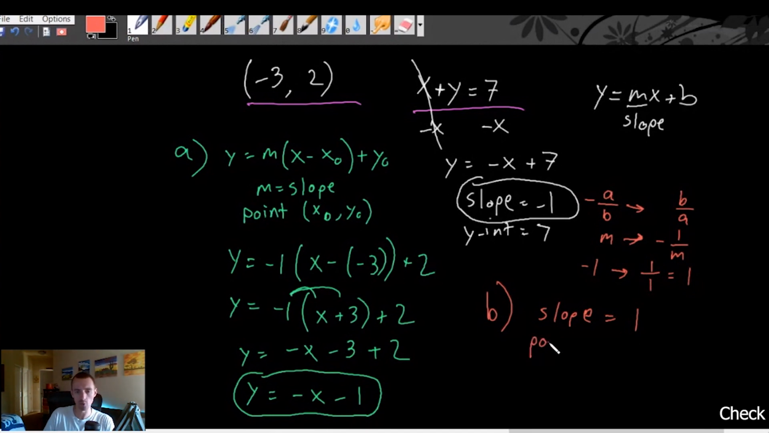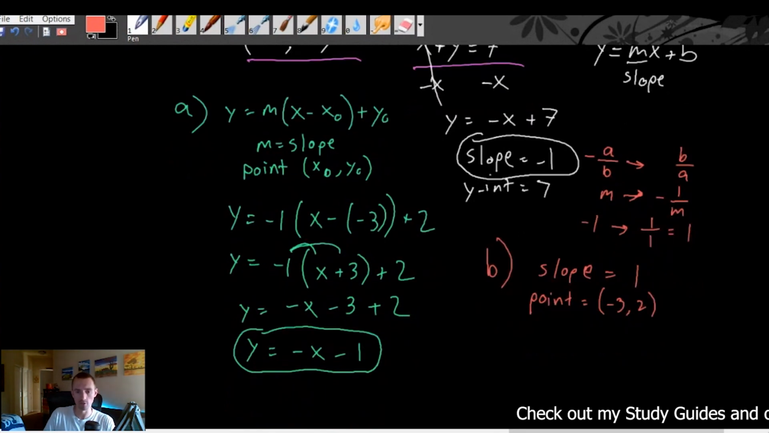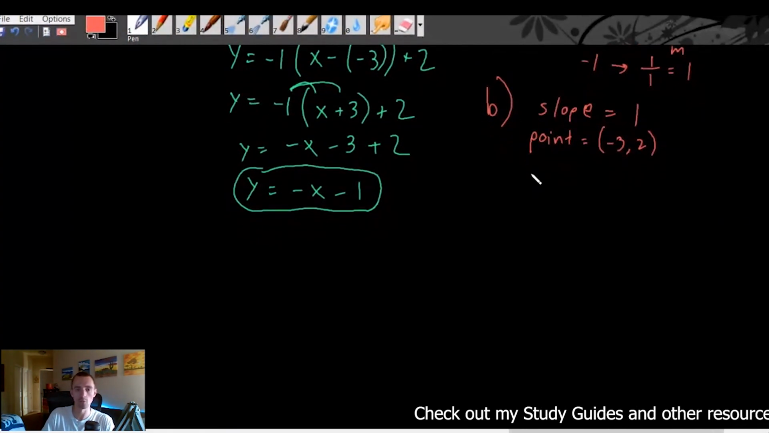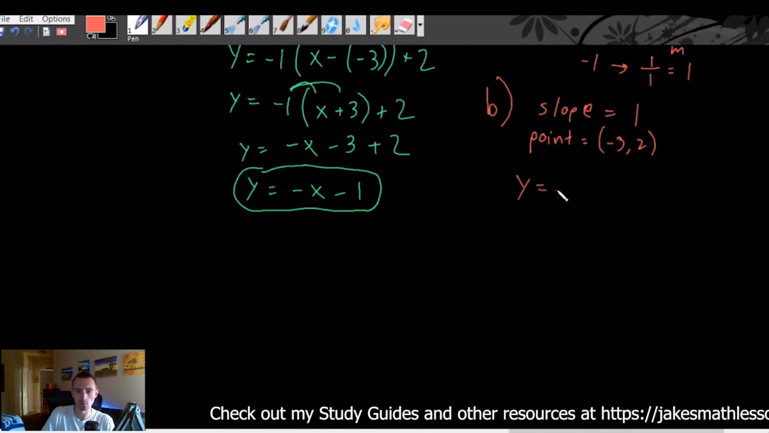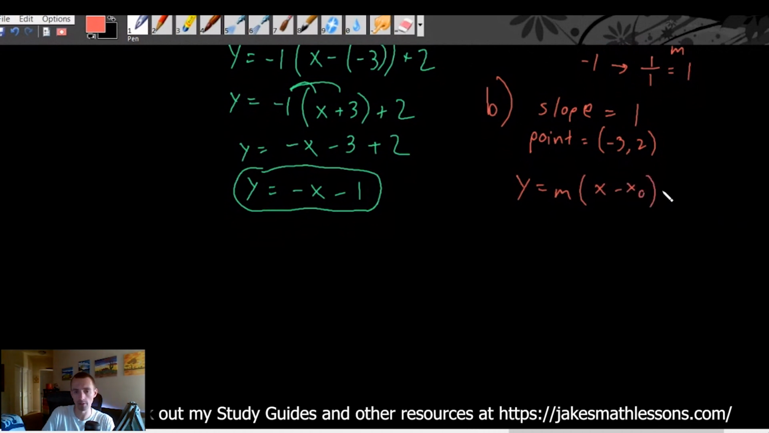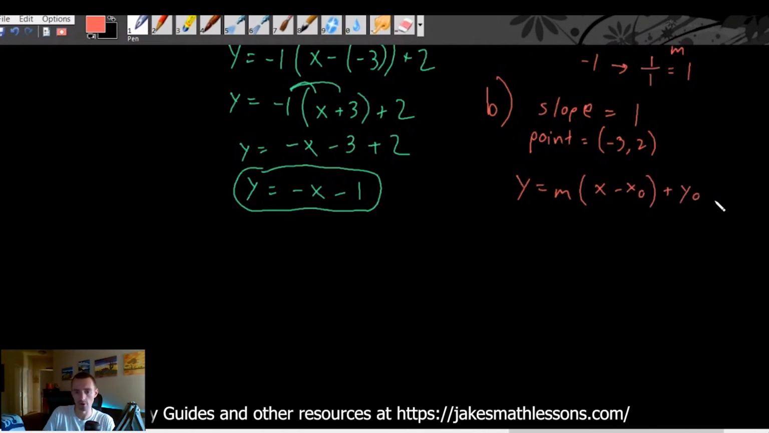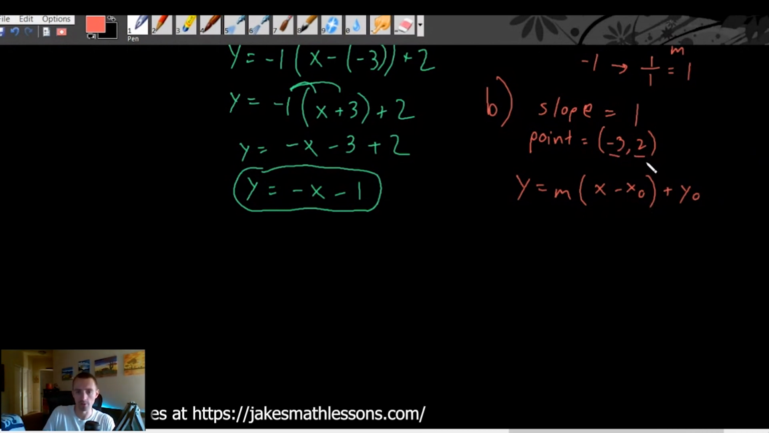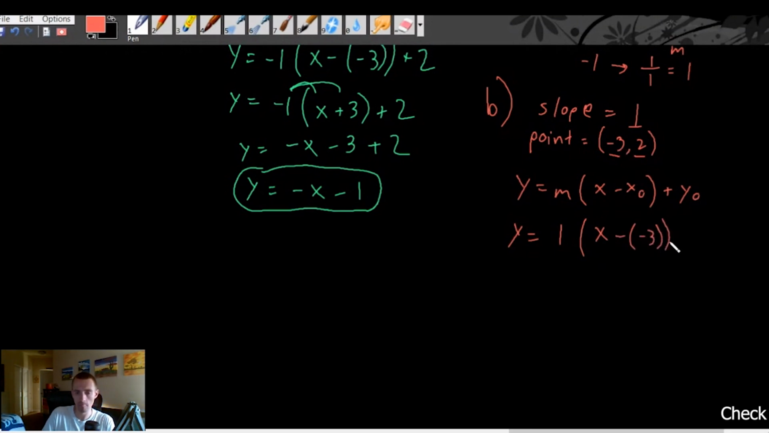And we still know that it has to go through the point -3, 2. So again, if you know the slope and you know the point, you can just use the point slope form of a line, which is just what we did in the last part. It's just going to be y equals m times (x minus x0) plus y0. So in this case, x0 is -3, y0 is 2, and m, which is your slope, is 1. So you just have to plug those in for these three different pieces. Minus -3, plus y0, which is 2.